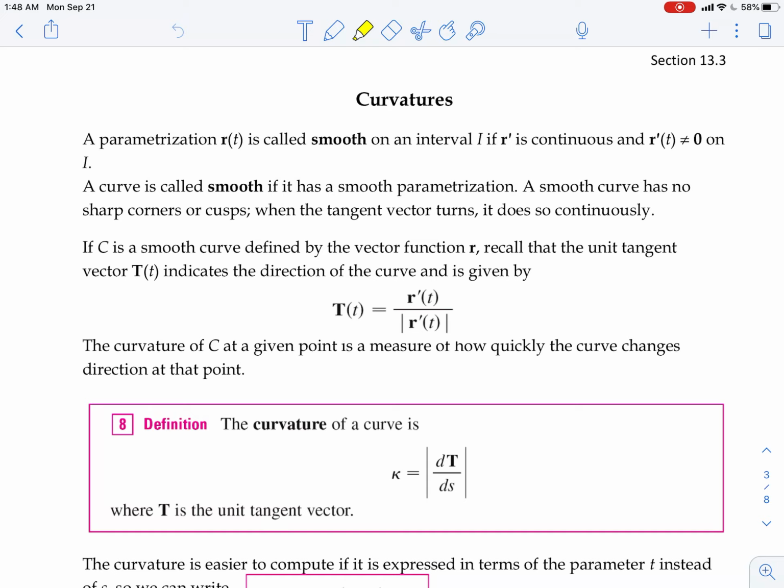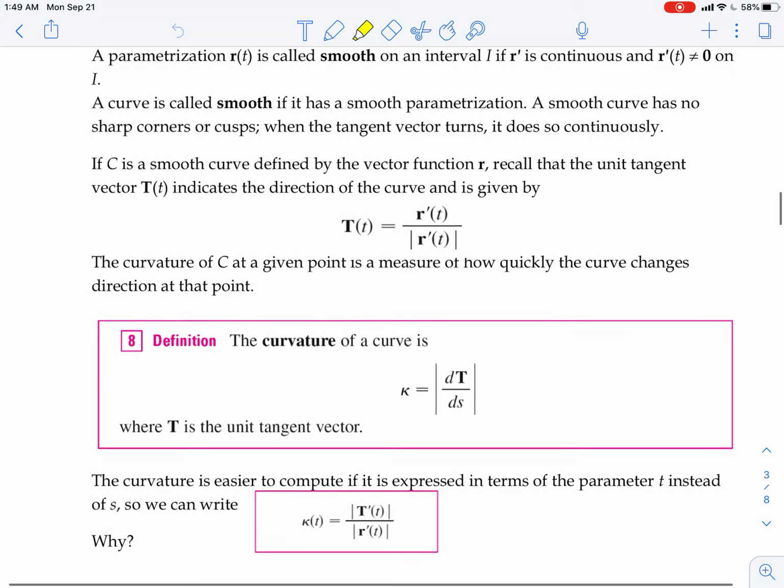And so a curve is called smooth if it has a smooth parametrization. A smooth curve has no sharp corners or cusps. When the tangent vector turns, it does so continuously. So if C is a smooth curve defined by the vector function r, recall that the unit tangent vector T indicates the direction of the curve and is given by, so here's just our unit tangent vector, and this is just recalling what we learned in previous chapters.